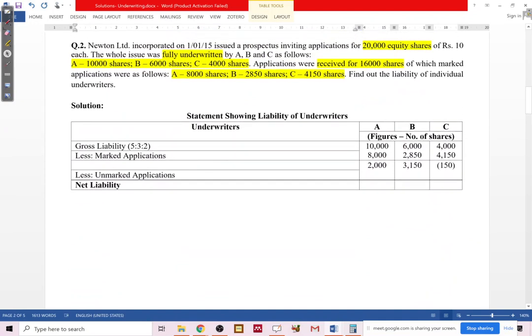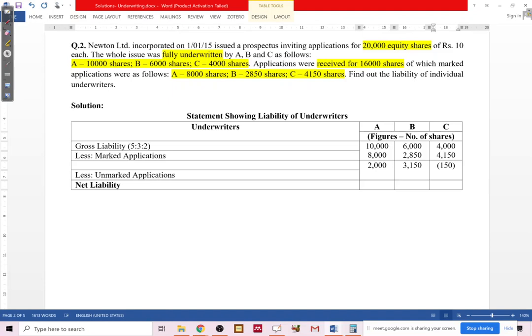Now, why surplus? This underwriter C had agreed to take 4,000. This was his liability. So, right in the beginning, during the time of the agreement, he said, I would be taking the responsibility for 4,000 shares.